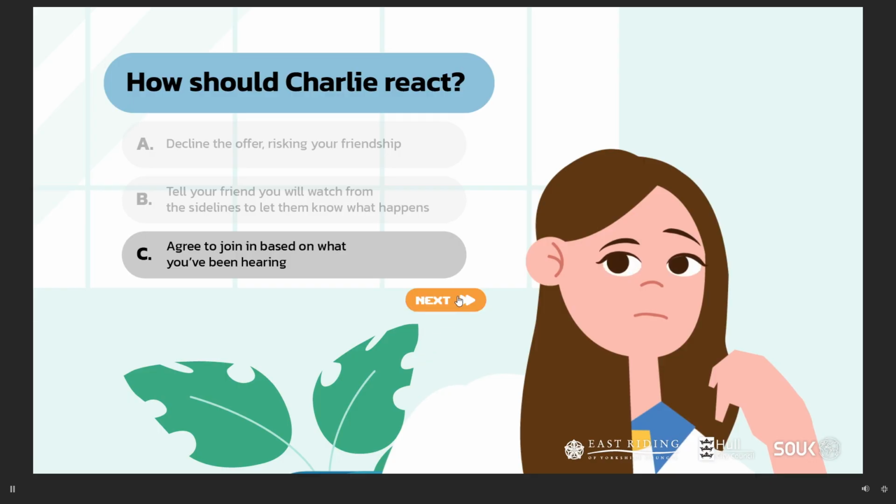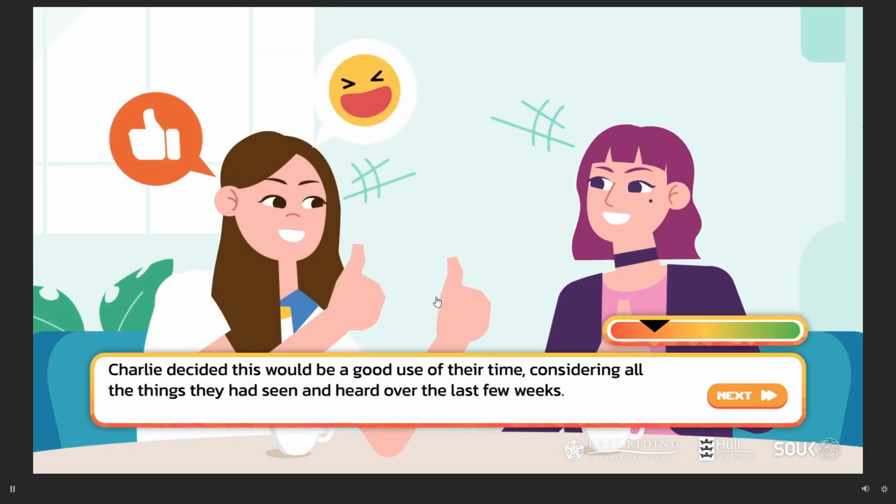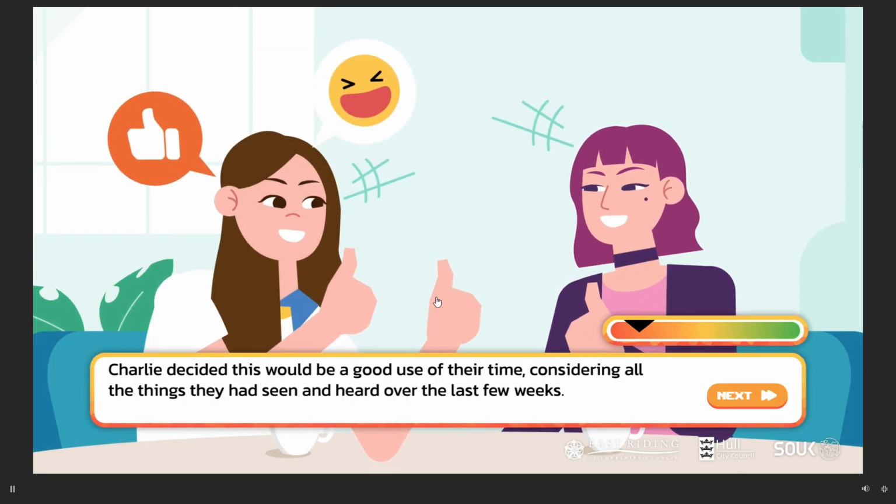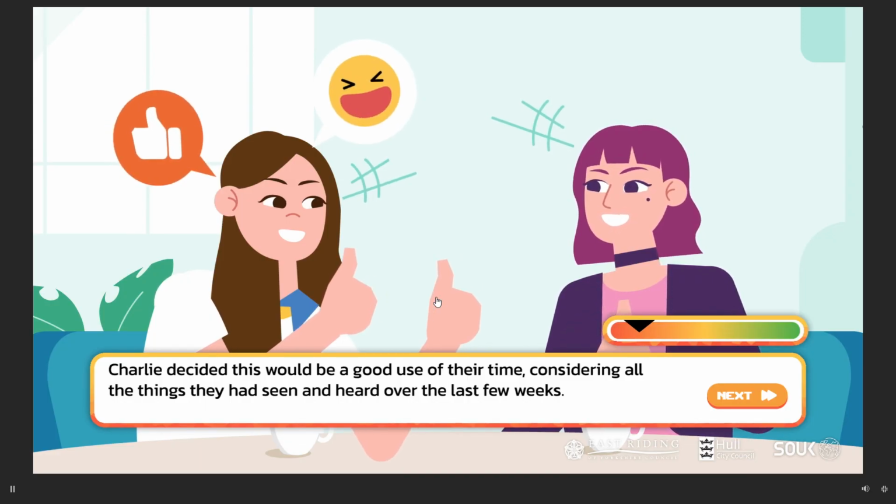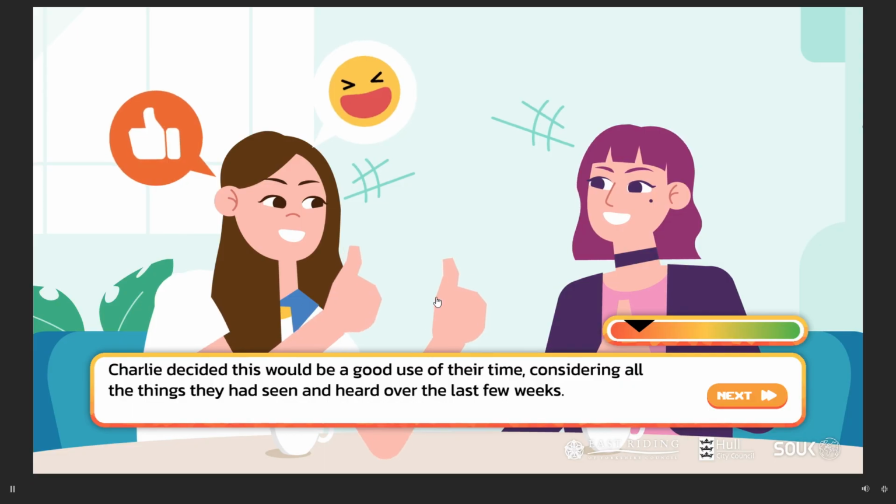I guess the funny thing is the reason why I'm misled about the point of this protest. Charlie decided this would be a good use of their time, considering all the things they had seen and heard over the last few weeks. It's simply illegal to actually protest the things that they want to protest, so they have to pretend it's for veterans or whatever.